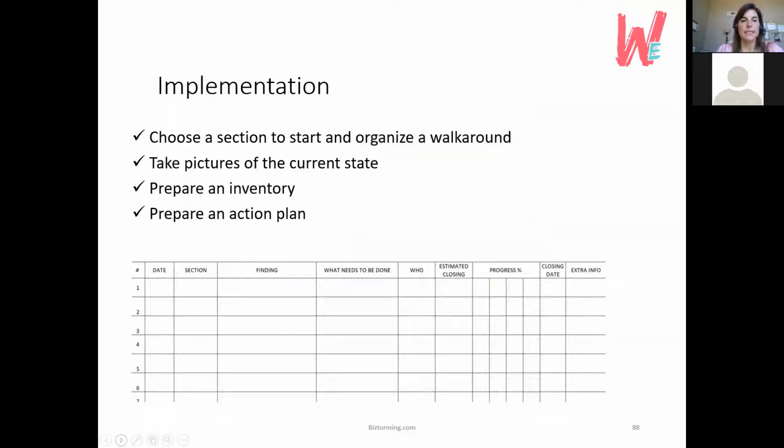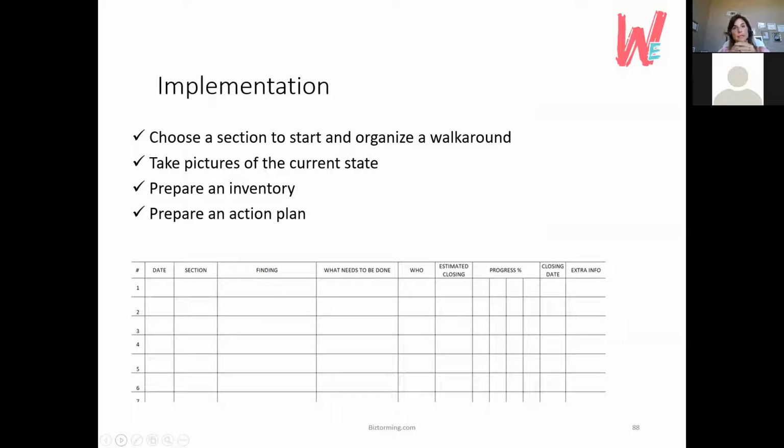To finalize, the first is sort. This is kind of a summary. You have to choose a section to start and to organize a walk around. You have to take pictures of the current state.